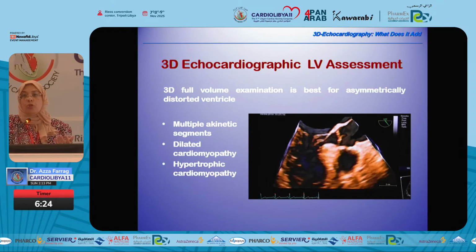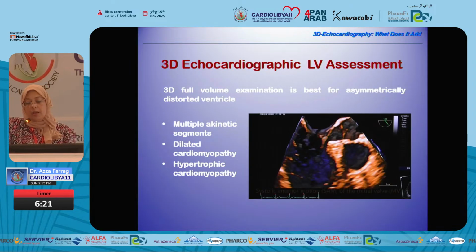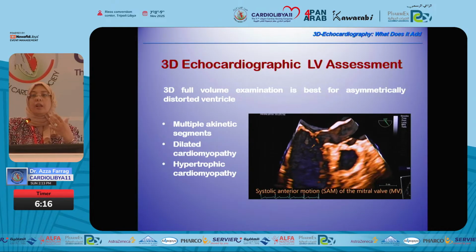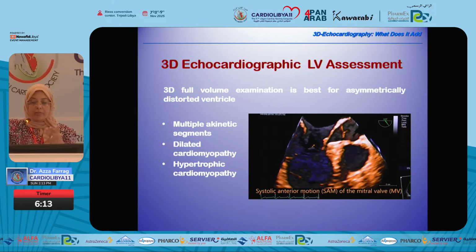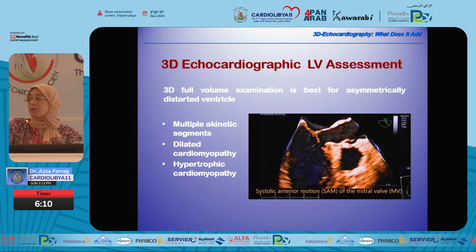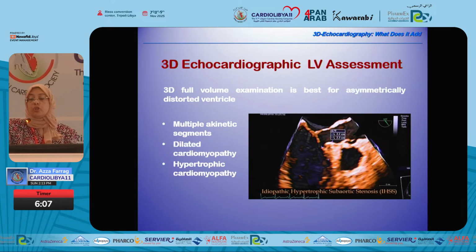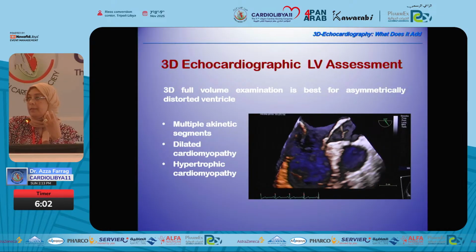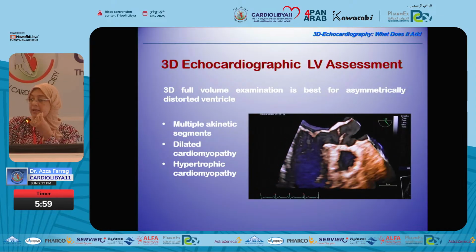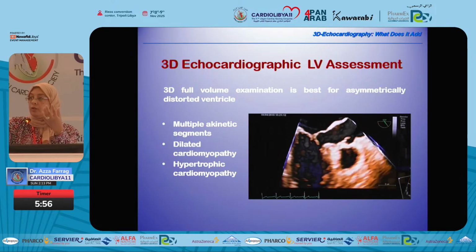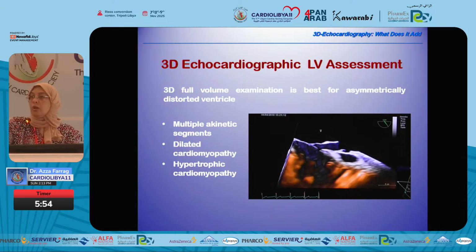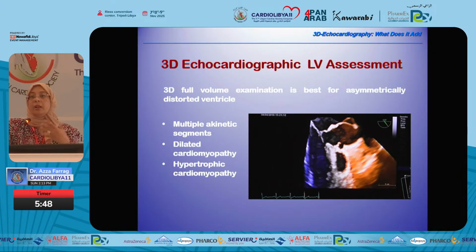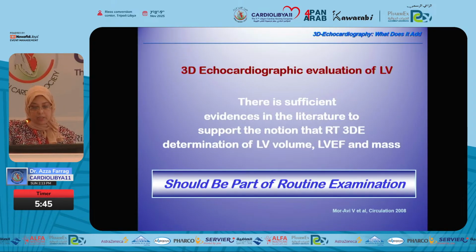I think not all patients require three-dimensional assessment, but it is very important for patients with distorted ventricles, like patients with different types of cardiomyopathy, like here hypertrophic obstructive cardiomyopathy, or patients with dilated cardiomyopathy, or patients with multiple akinetic segments, so you cannot rely on estimating the systolic function only in M-mode or by the Simpson rule. Also, patients needing frequent assessment of left ventricular contractility, like patients receiving chemotherapeutic agents.